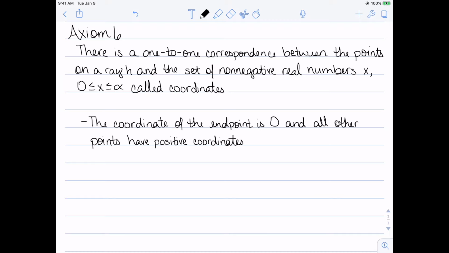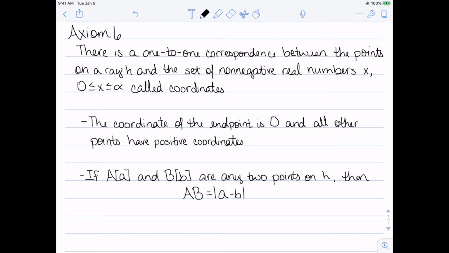The first, as I stated before, the coordinate of the endpoint of the ray is always going to be 0. All of the other points will have positive coordinates. The second thing it must satisfy: if I have point A with coordinate little a, point B with coordinate little b, and these are any 2 points on my ray H, then the distance between A and B is given by the absolute value of a minus b. So essentially, it takes our Ruler Postulate and just extends it to rays. So instead of entire lines, we're only considering rays.